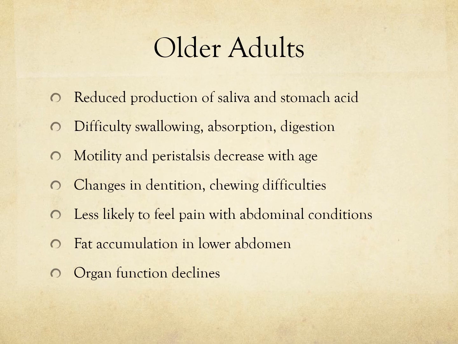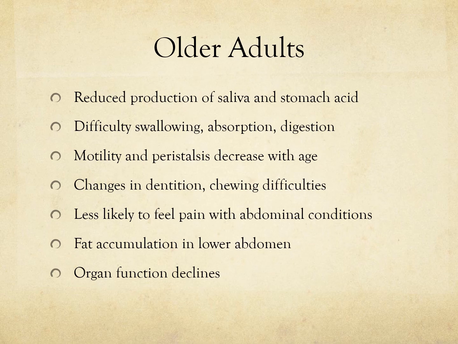So when we assess older adults, it's important to remember that, again, normal aging causes changes throughout the GI system and every system that we've talked about. And those can affect nutrition, digestion, elimination, and even how symptoms present. One of the first changes we see is reduced production of saliva and stomach acid. Saliva is important, remember, for lubrication and the beginning stages of digestion. So decreased saliva can make chewing and swallowing more difficult.